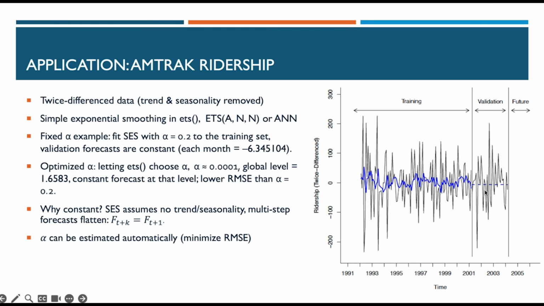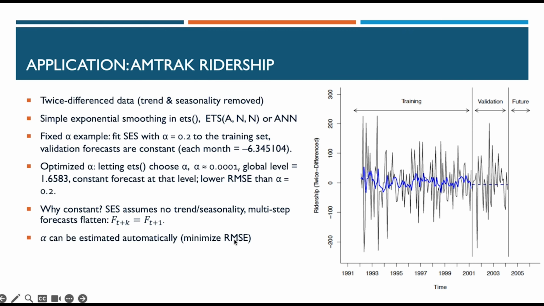So it's like a moving average. It's constant because we assume no trend, no seasonality, and we have multi-step forecasting here. So that's why F t+k is equal to F t+1 all the time. So it's going to be just one value. And as we said, alpha can be estimated automatically by the machine. And the goal is to minimize RMSE on the training data.